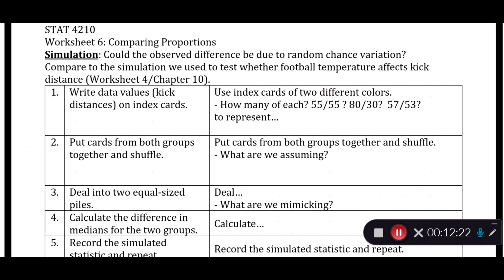So I've got two different colors. Call them red and black. How appropriate for UGA. I don't usually do that. You should be aware of this.